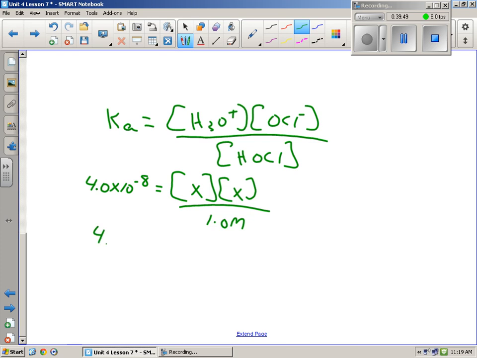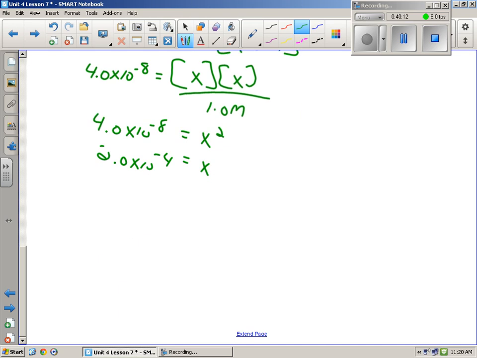Cross multiply and solve. 4 times 10 to the negative 8 times 1. So it's not always going to be that, by the way. And X squared. What does X turn out to be? I think it's 2 times 10 to the negative 4. Does that sound right? So now, what have I done? I've found the H3O plus concentration. Yay for me. So H3O plus concentration is 2 times 10 to the negative 4 moles per liter.